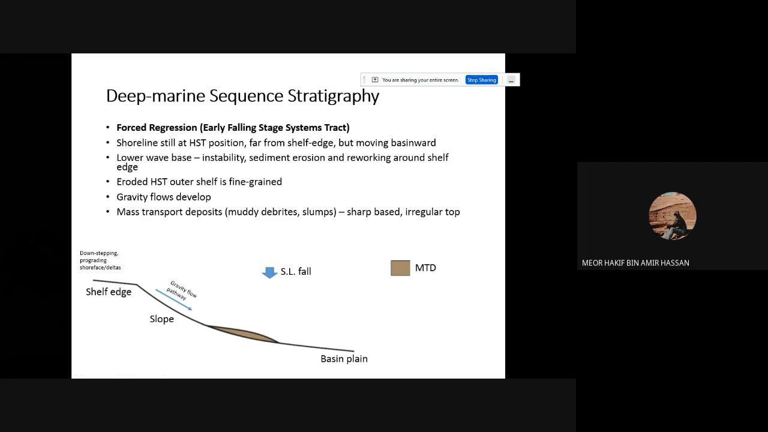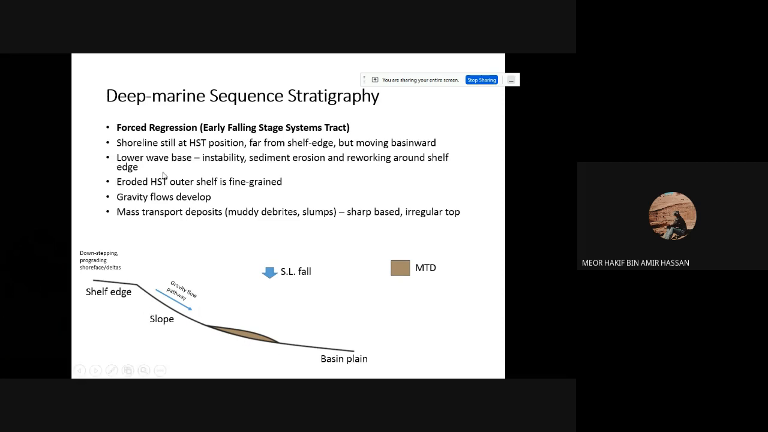And because of that, the shoreline is moving further and further basinward, right? Shoreline was here but then sea level falls and goes down, falls and goes down. Sometimes your sea level can fall down below the shelf edge. And those are very dramatic sea level falls. And because of that, you get forced regression. Okay. So you have this slope basin.